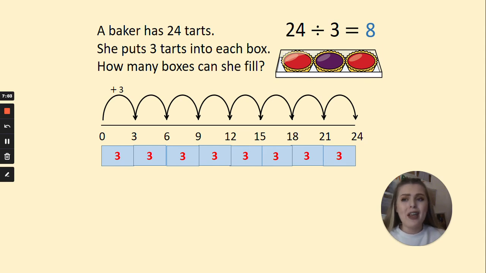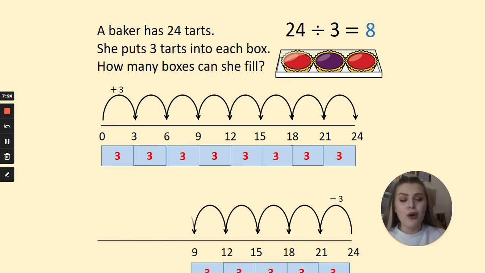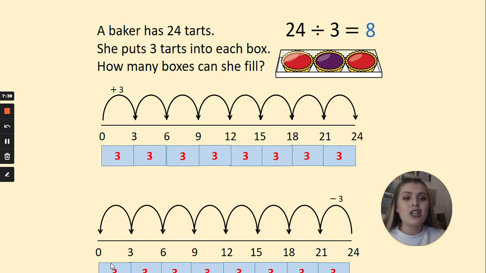And I could also do this going the opposite way. I could start with 24, my whole number, and count backwards, taking away 3 at a time to see how many jumps, how many boxes I'm going to fill with tarts. So jumping back 3 takes me to 21, to 18, to 15, and so on, all the way down till I get to 0. Once I reach 0, once again, all I have to do is count how many jumps or how many bars. 1, 2, 3, 4, 5, 6, 7, 8. 8 jumps, 8 bars, and that is 8 boxes she can fill with tarts.